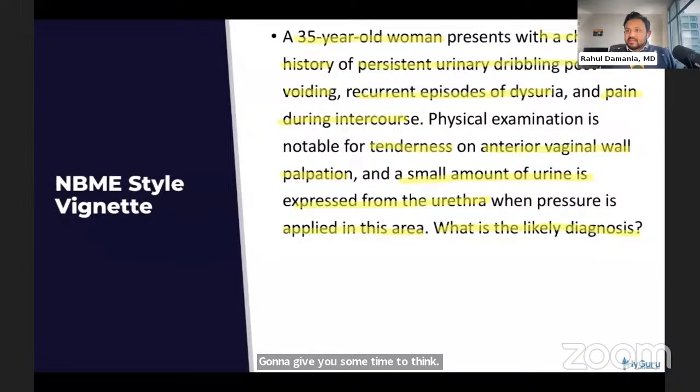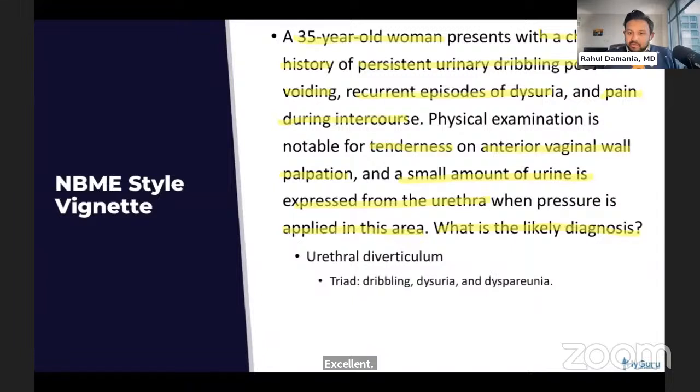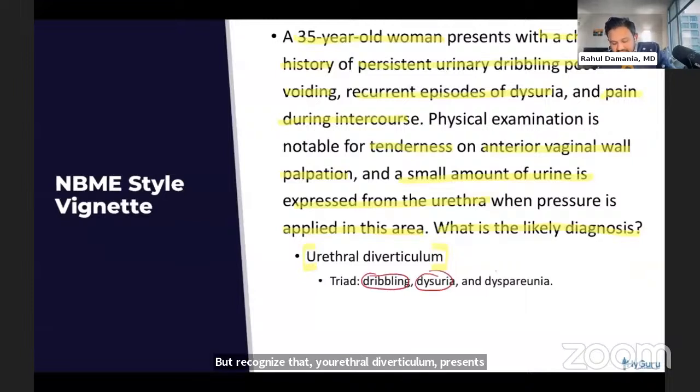Excellent. If you all are going to be saying urethral diverticulum, you're absolutely correct. So what is a urethral diverticulum? It's an outpouching of the urethra. And we're going to see a picture of this in the next slide. But recognize that a urethral diverticulum presents with the triad of dribbling, dysuria, and dyspareunia.